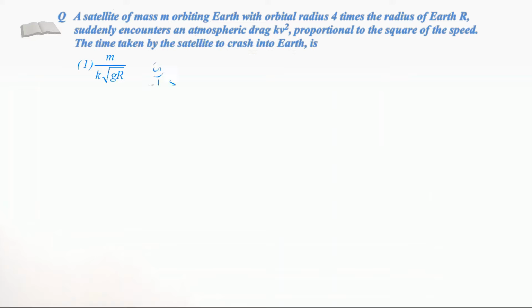A satellite of mass m orbiting Earth with orbital radius 4 times the radius of Earth R suddenly encounters an atmospheric drag k v squared, proportional to the square of the speed. The time taken by the satellite to crash into Earth is.